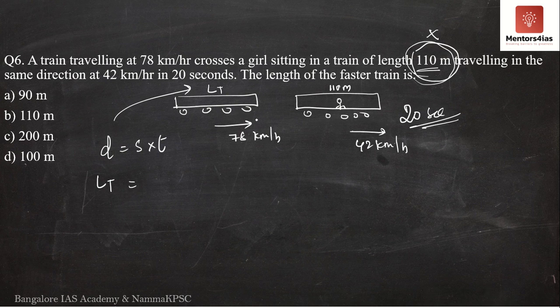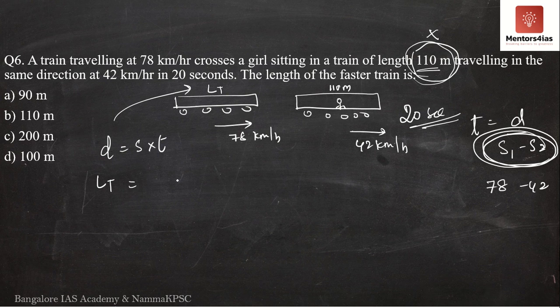Now, since it is two entities moving in the same direction, what do we do when two entities are moving in the same direction? The speed, the one which is overtaking, S1 minus S2, we always take the difference between the speeds. The relative speed is nothing but the difference between the two entities moving in the same direction. Therefore, speed over here is nothing but 78 minus 42.